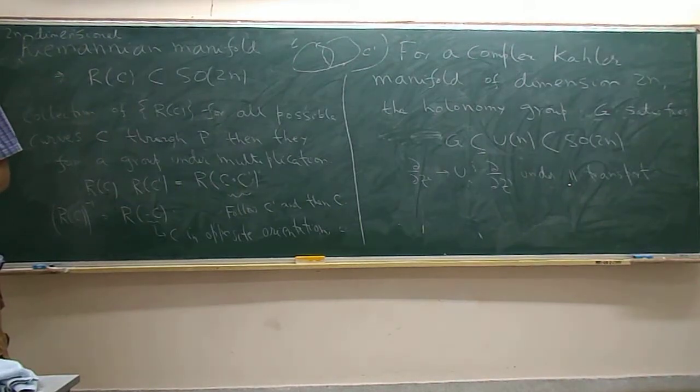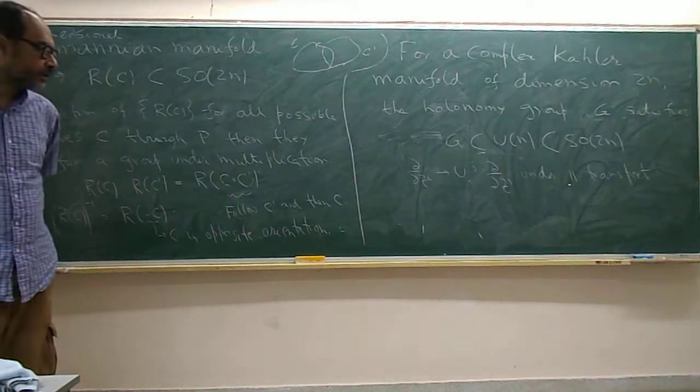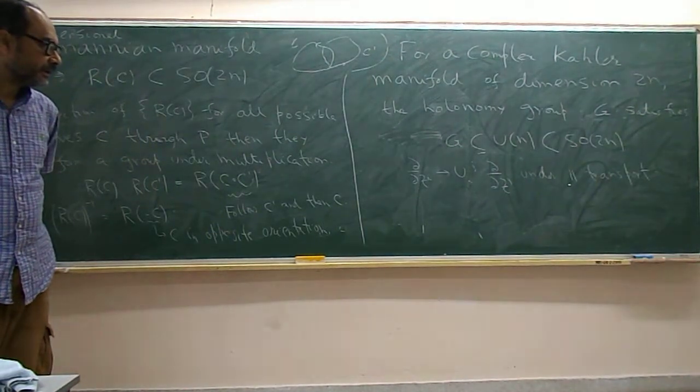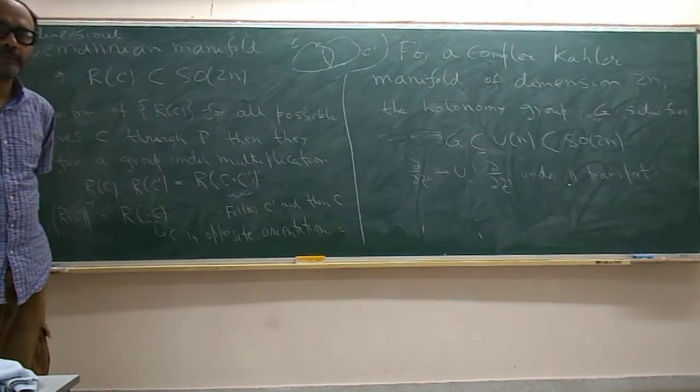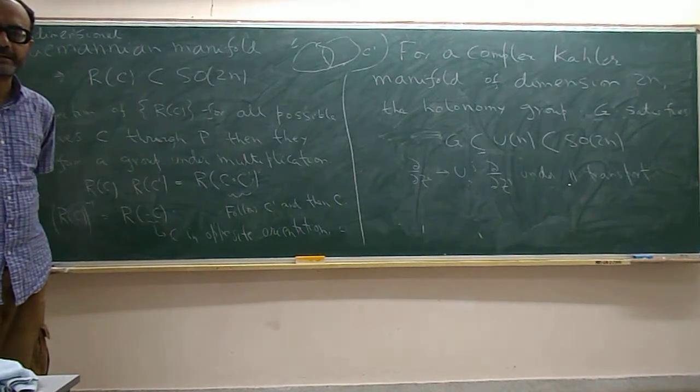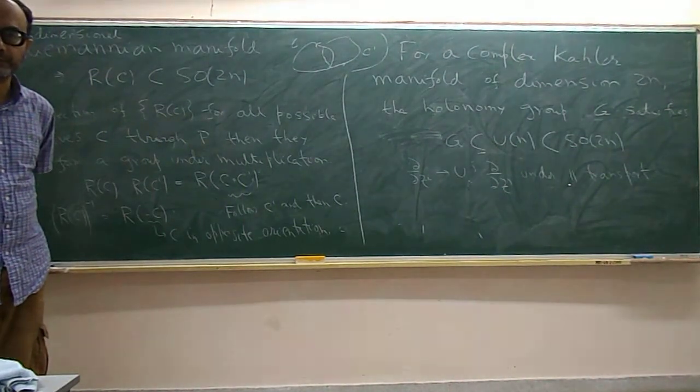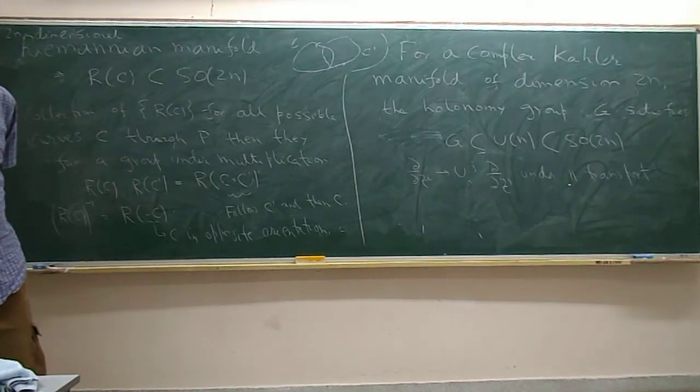Does it go the other way around also? Like if the holonomy lies in this, then it's a scalar manifold? This I am not completely sure. You may be able to cook up manifolds where the holonomy lies in this and it's still not scalar. I am not completely sure whether it goes the other way.